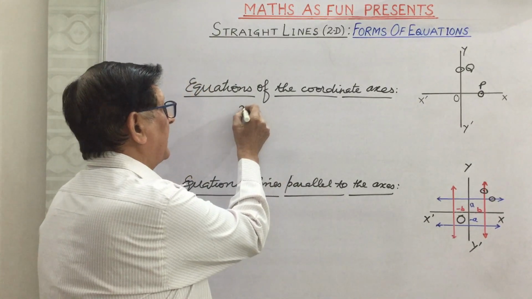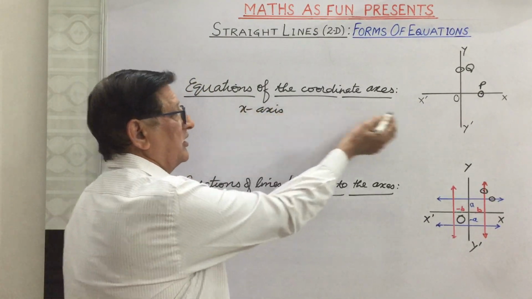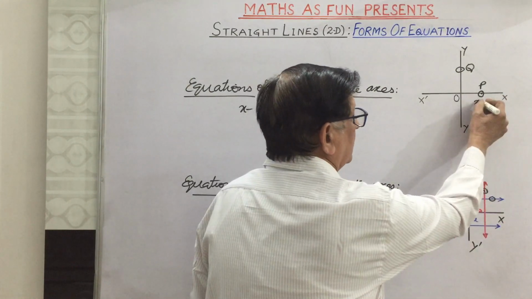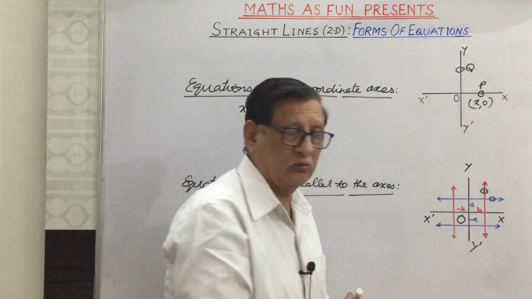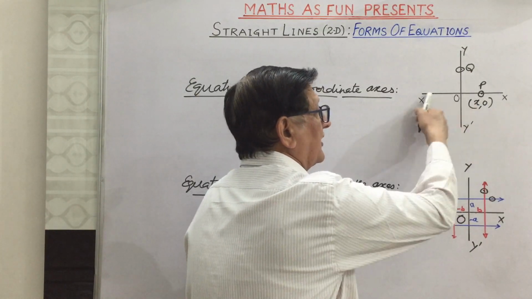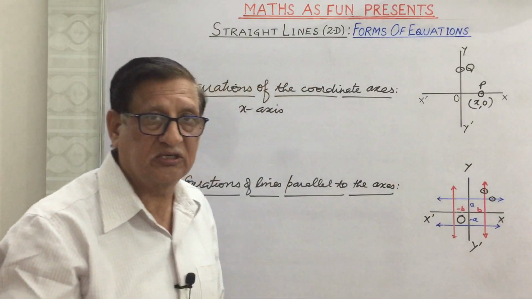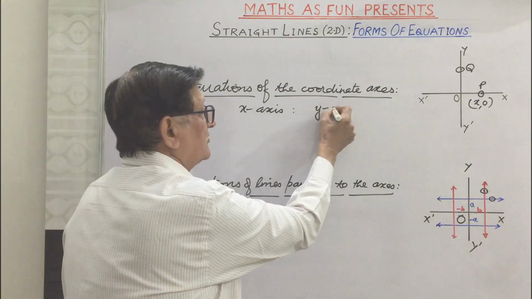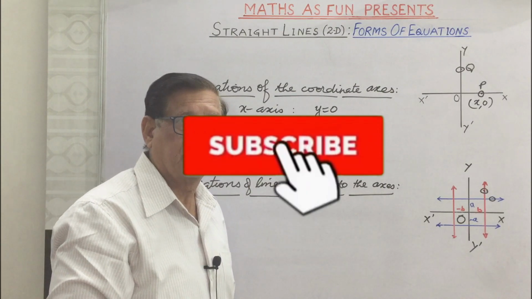When we talk about the x-axis, we can see any point P lying on the x-axis will have its coordinate in the form of x comma 0. It means the y coordinate of every point lying on the x-axis is always 0, and hence we can say that the equation of x-axis is y equal to 0.